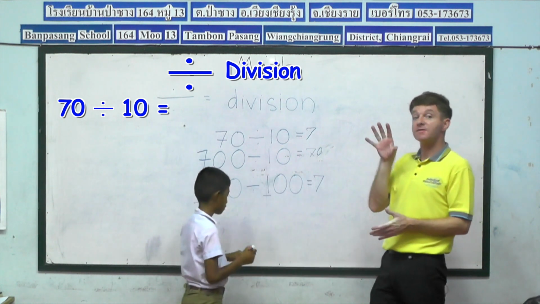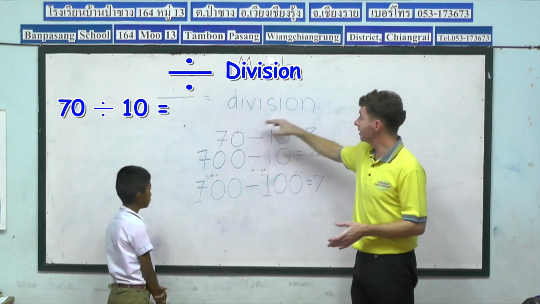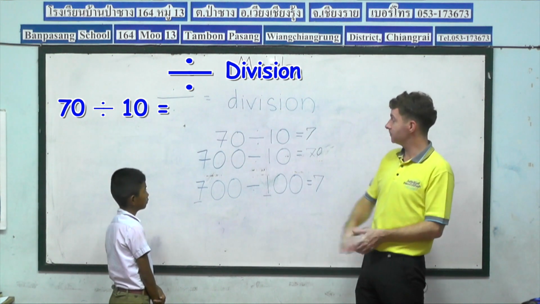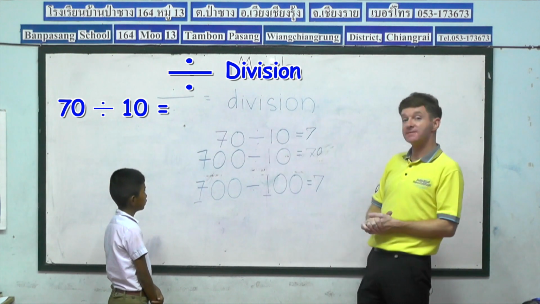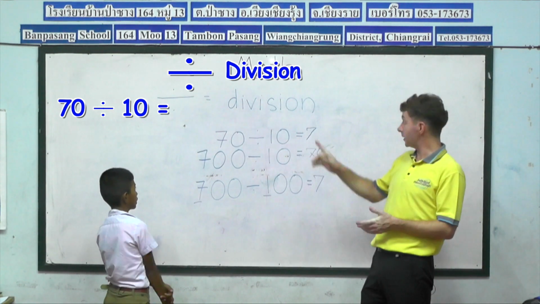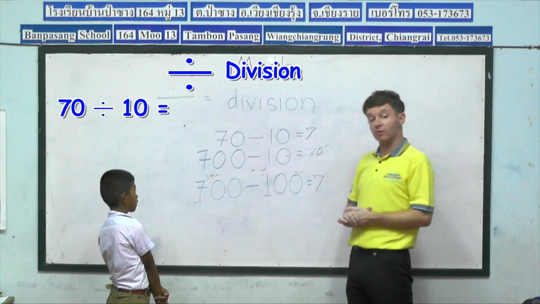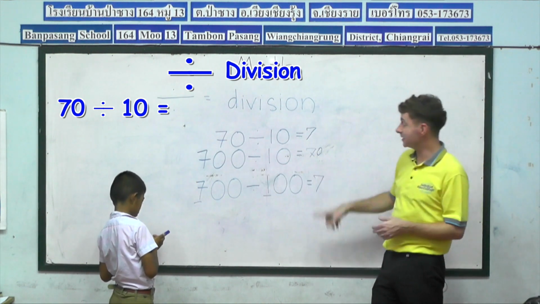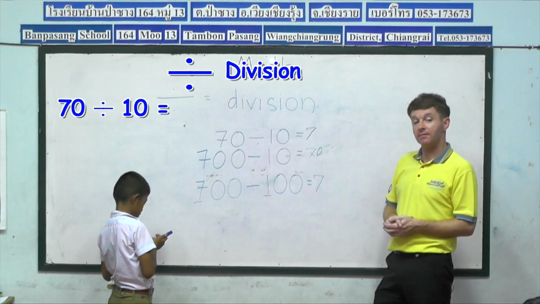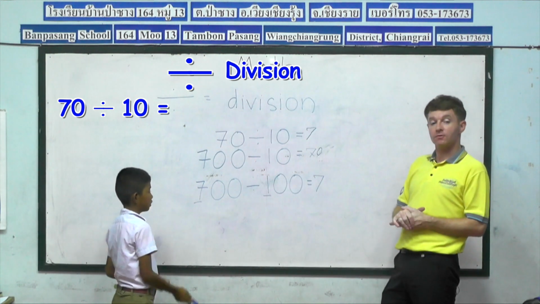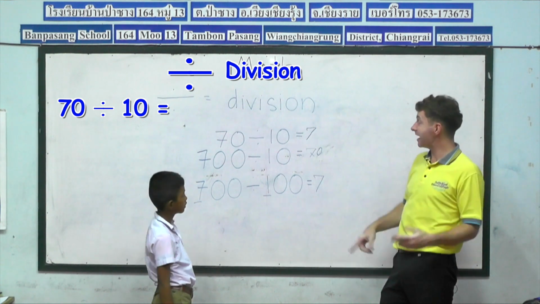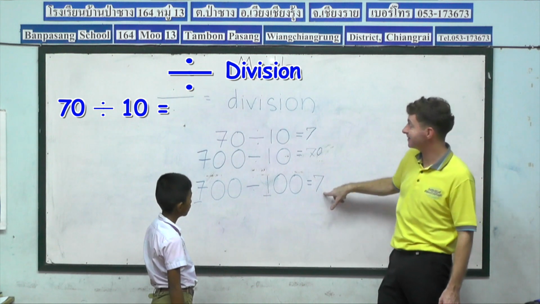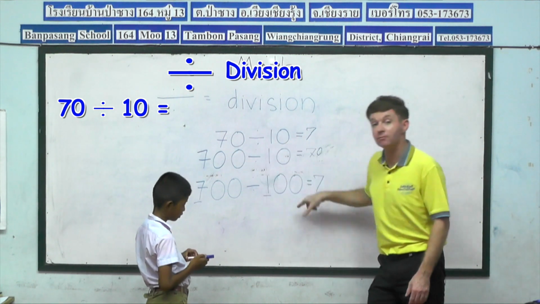So you see, when dividing by multiples of 10, by examining the zeros in the calculation, we can work them out quickly. 70 divided by 10 equals 7. 700 divided by 10 equals 70. 700 divided by 100 equals 7. You see, we go from 7 to 70 and back to 7 based on the number of zeros in the calculation.